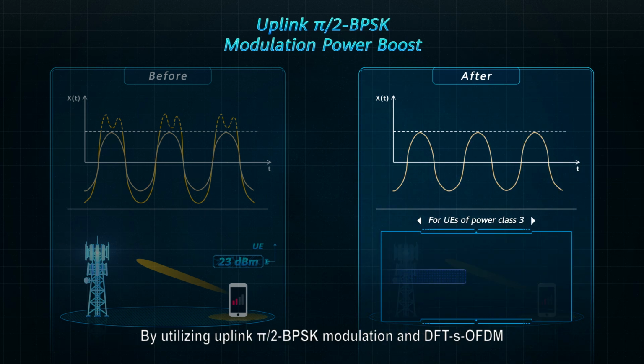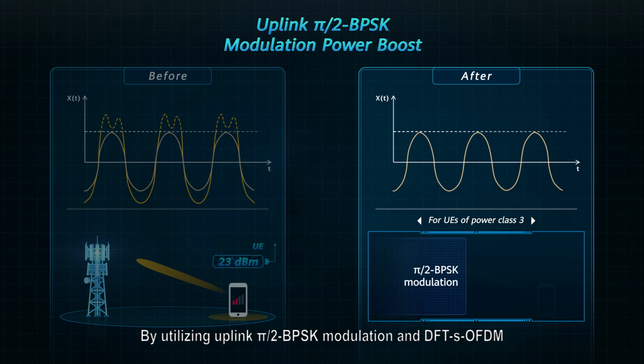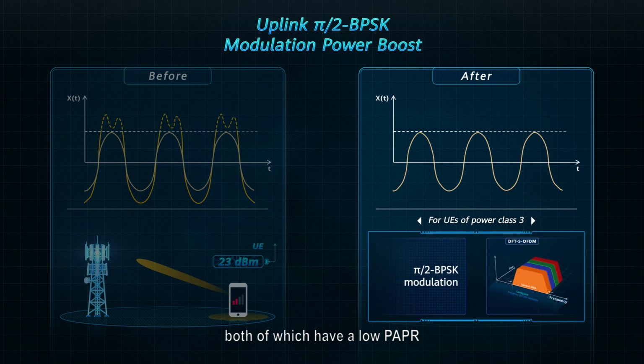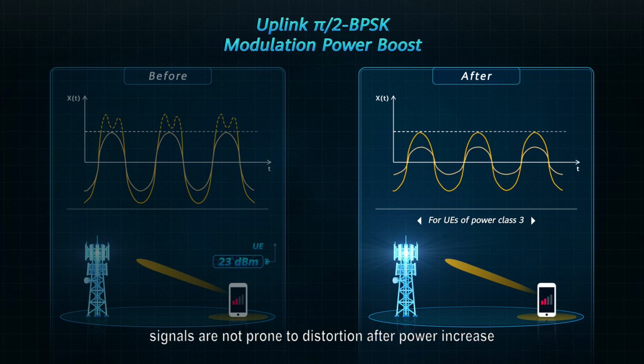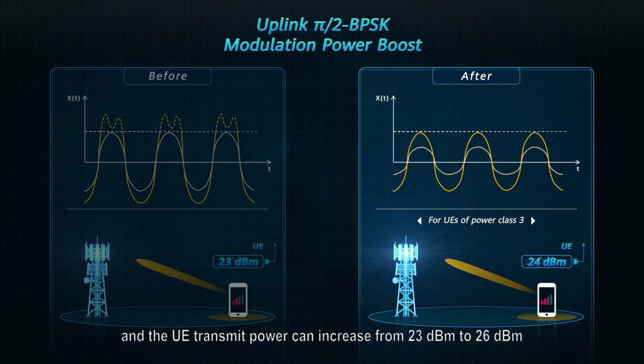By utilizing uplink half-pi BPSK modulation and DFT-S-OFDM, both of which have a low PAPR, this function reduces the PAPR of PUSCH and DMRS for UEs of power class 3 under weak coverage. In this case, signals are not prone to distortion after power increase, and the UE transmit power can increase from 23 dBm to 26 dBm, improving the uplink coverage performance of UEs under weak coverage.